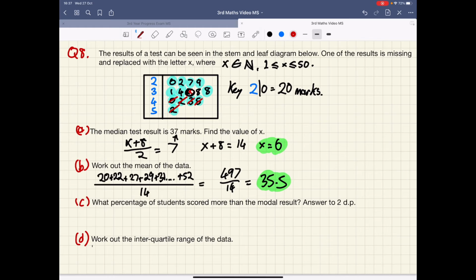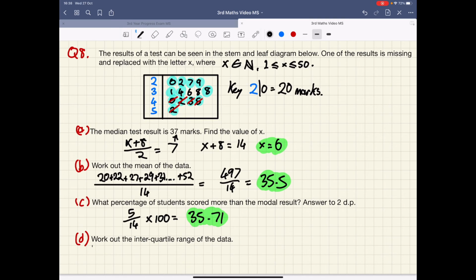And that is 5 out of a total of 14. To get a percentage, multiply your answer by 100. So 5 divided by 14 multiplied by 100 gives me 35.71428. So it's just 35.71, and there it is to 2 decimal places. Now I'm just going to rub out this guy in the middle. He was 36, so I'm going to put the 6 in there now.